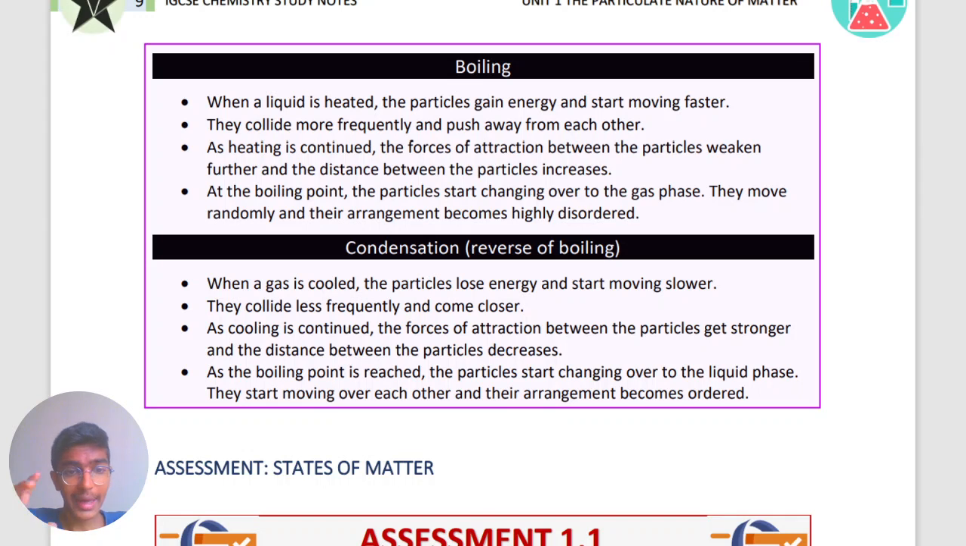When having a look at boiling and condensation, boiling is when the liquid is heated, so here we are increasing the temperature. The particles will gain energy and move faster, again because of kinetic theory. They will collide more frequently and push against each other, okay? If the heating is continued, the force of attraction between the particles weakens further, and the distance between the particles will increase. Therefore, at the boiling point, the particles will start to change over to a gas and they move randomly and their arrangement becomes highly disordered, because remember, that's a property of a gas.